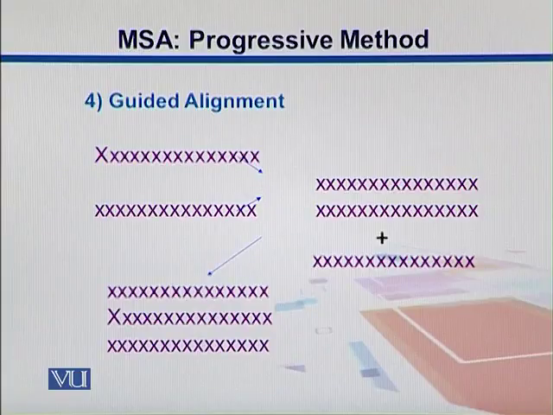We take the first two from the previous tree, like number 1 and 2, put them together, then add the third, and so on. We keep adding the rest of them until the alignment is complete. So this method is the progressive method. We progress one step after another.